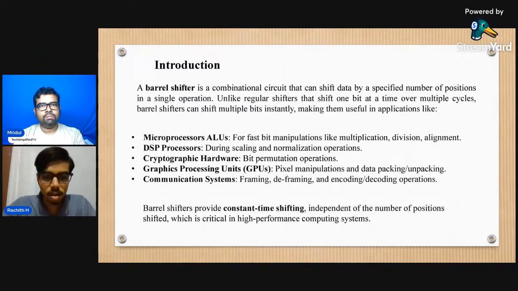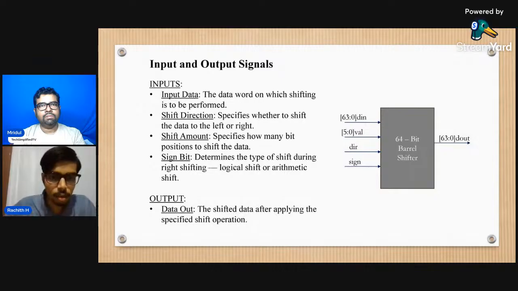And one thing to note is that overall, all a barrel shifter does is shifting the bits. That's all that is happening, nothing more. So moving on to the next slide, we have the input output signals. As you can see in the slide, a schematic is provided. So we define this design as a Verilog module.